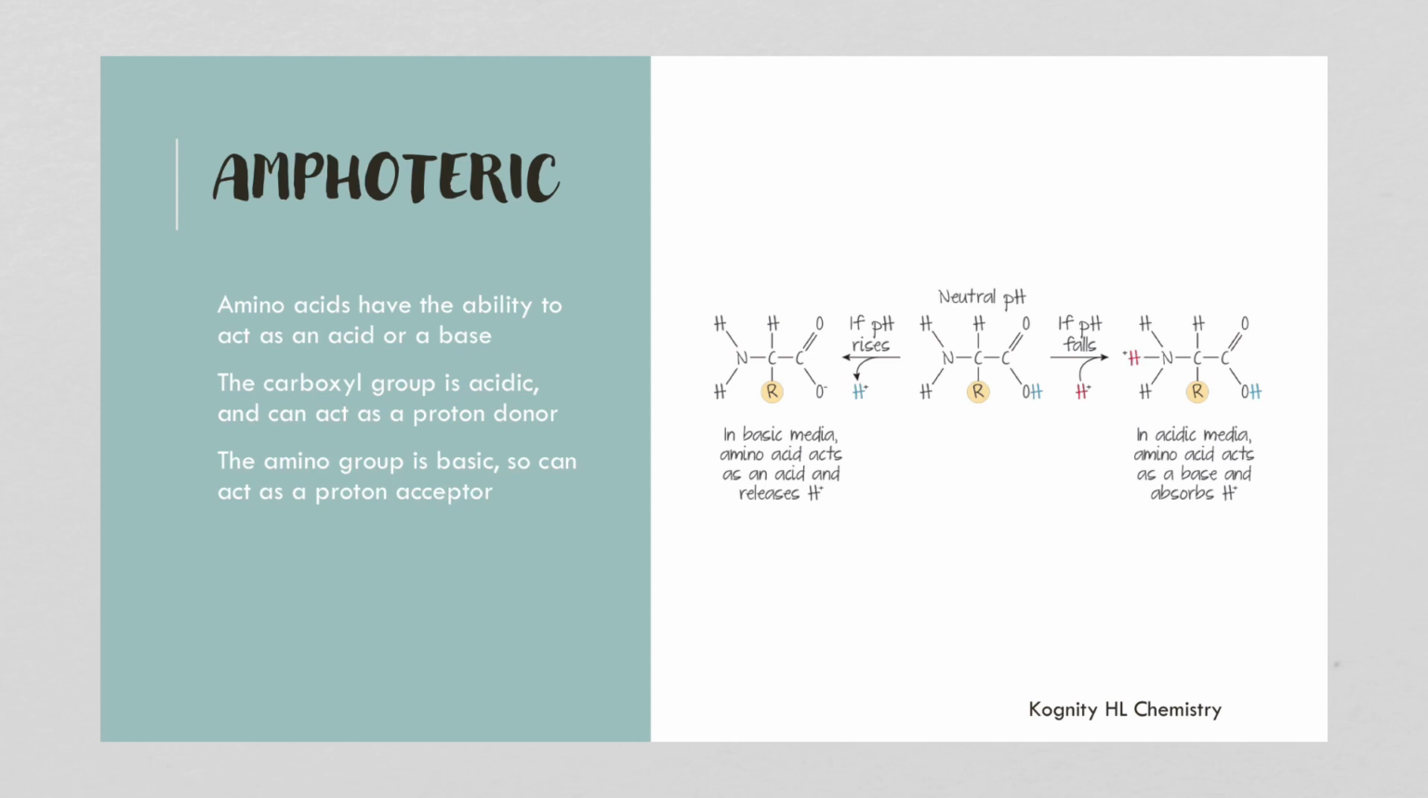If the pH goes up, it will act as the acid and it'll donate a proton. So it'll lose a proton, so the carboxyl will have one less. And then over here on the right, if the pH falls, it'll start accepting protons. So it'll be acting as a base.